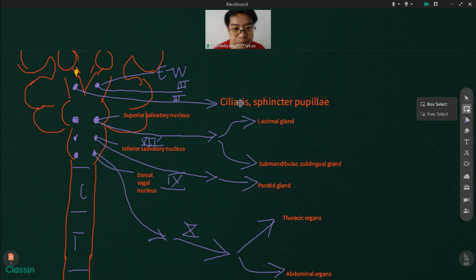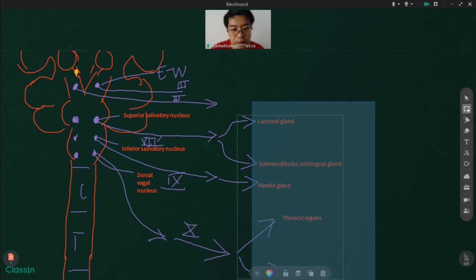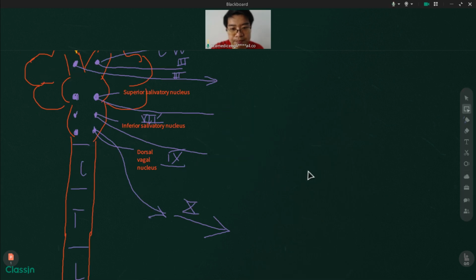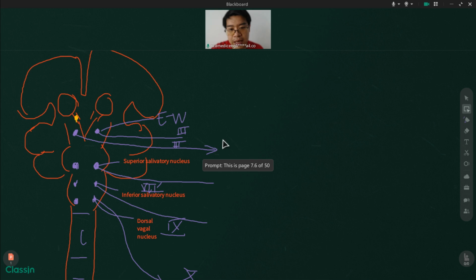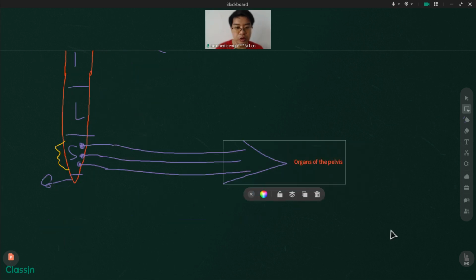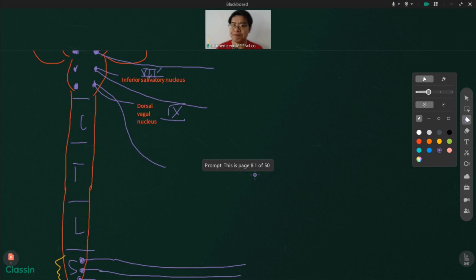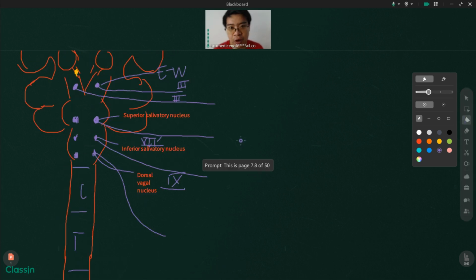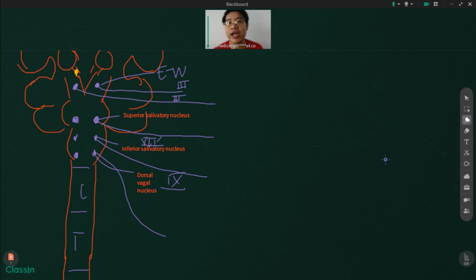Okay, so now let's talk about preganglionic and postganglionic neurons. Let's delete all of this, and we'll talk about preganglionic and postganglionic neurons. So now, let me ask you, what is the length of the preganglionic neurons versus postganglionic in the parasympathetic nervous system? Preganglionic is going to be way longer, right?